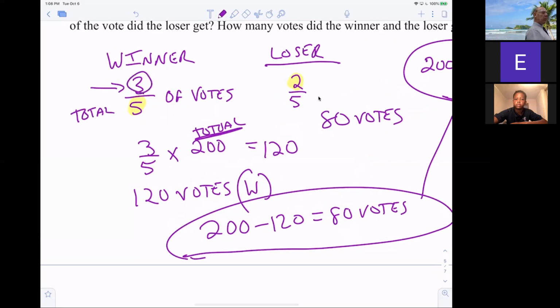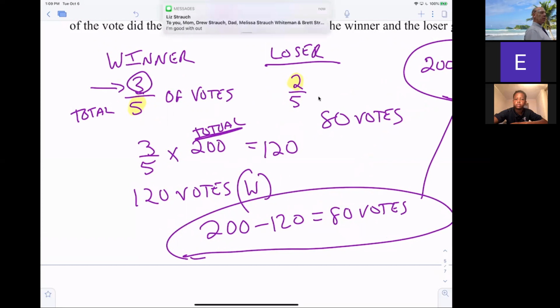So how many were winners? 3 out of how many? No, 3 out of how many? 3 out of 5 were winners. 2 was left over. Yes, there you go. You with me now? That's how I got 2/5.